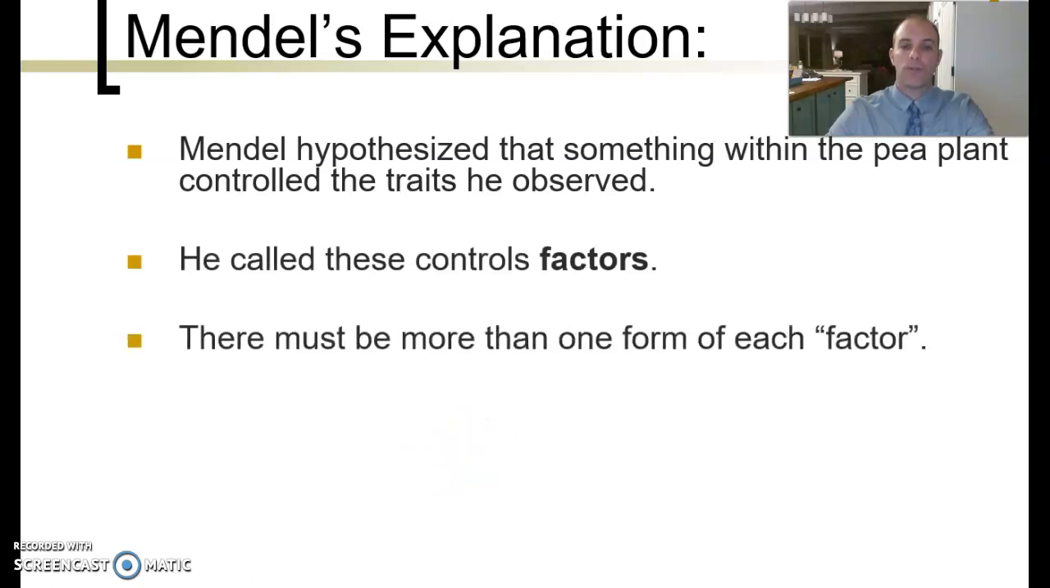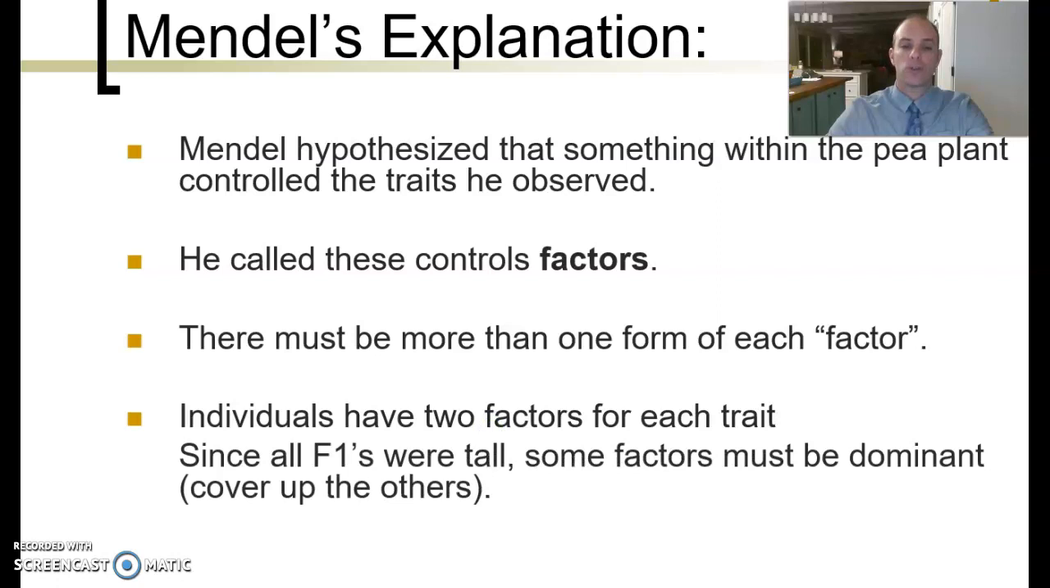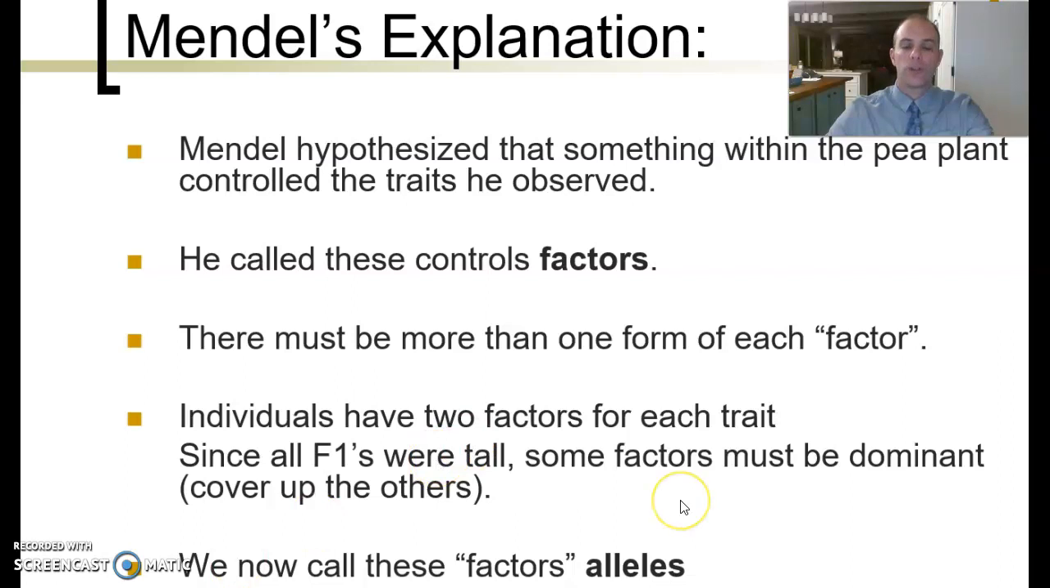There must be more than one form of each factor. Individuals have 2 factors for each trait. Since all F1s were purple, some factors must be dominant to cover up the traits. We now call these factors alleles. There are 2 types of alleles, a dominant allele and a recessive allele. Those are very important terms that you're going to have to understand.